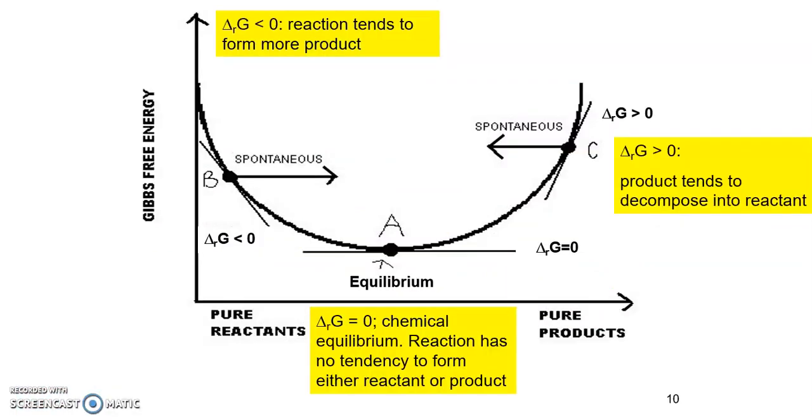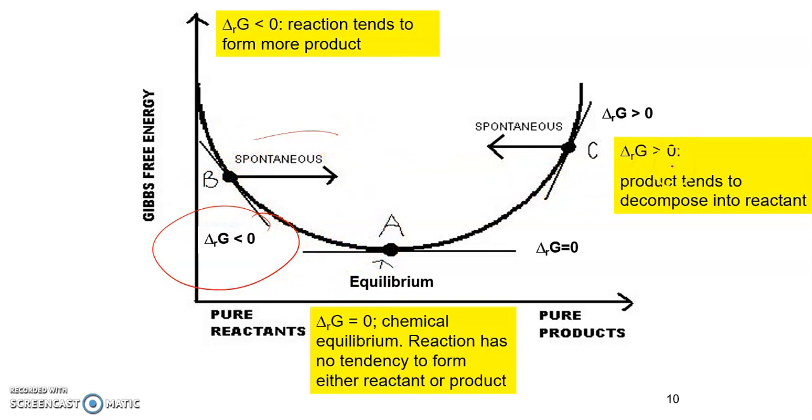So here, if we plot the graph, it will be like this, and here is pure reactant and pure product. So we will have this kind of graph. If we find the slope at each point, let's say point A, point B, and point C, and if we find the slope for this one, we'll get delta G less than 0. If delta G is less than 0, we can say that this reaction tends to form more product, because this reaction is spontaneous. So this reaction is spontaneous toward the product.